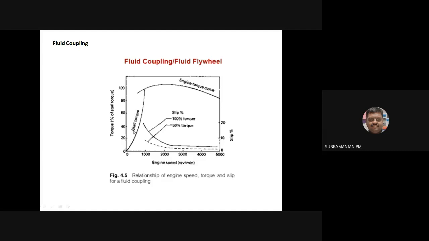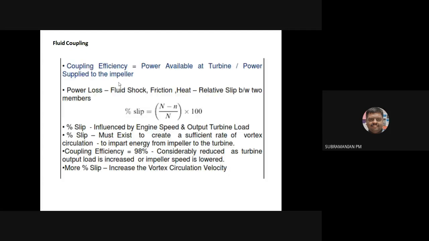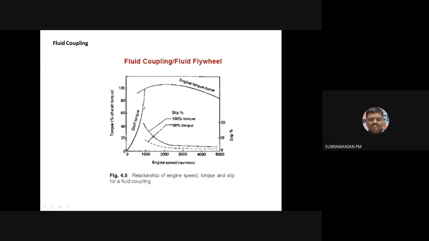That condition will be termed as stall. Stall means my turbine is stationary and the impeller starts to deliver the torque to the turbine. In this position, you can see my slip will be maximum, say 100%, because my turbine speed will be zero. So you can see the ratio here: my turbine speed is zero, so n cancels out, and percentage slip will be 100. This condition is known as stall.